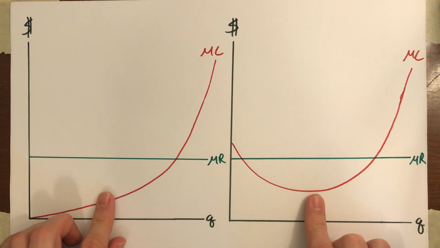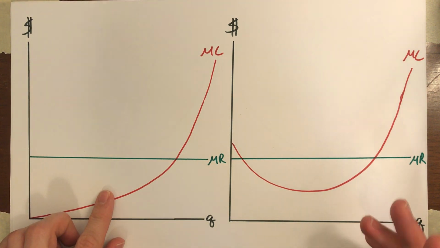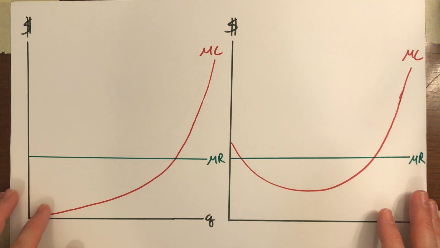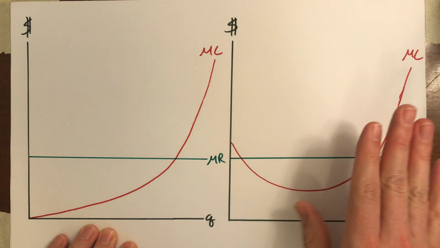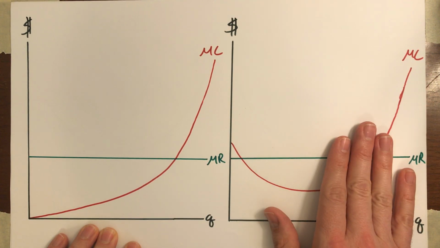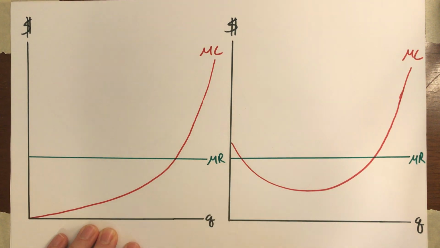Either of these 2 graphs is going to produce the same overall outcome, but your textbook, I believe, only gives you this case, and it turns out that this can be relevant in some cases as well. So I want to show you these graphs under both circumstances.